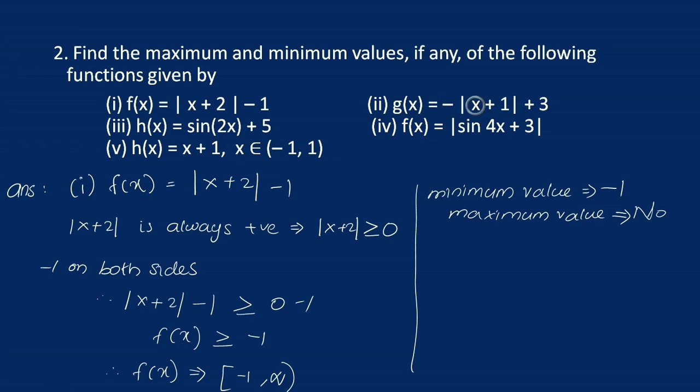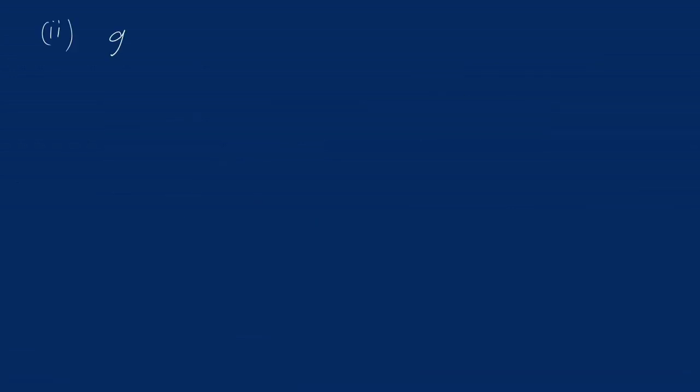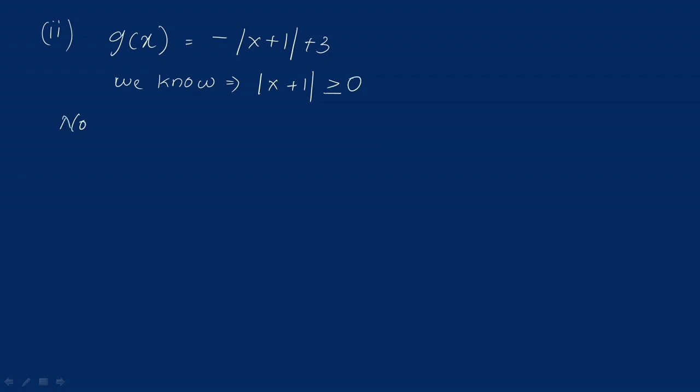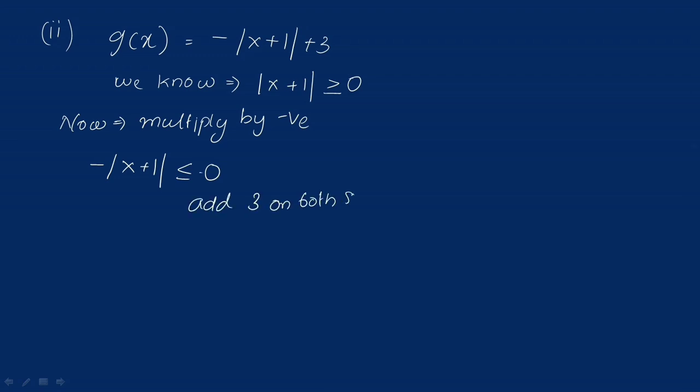Now second question, that is g of x is equal to minus of mod of x plus 1, plus 3. So here also we have mod of x plus 1, that is always a positive quantity, that means greater than or equal to 0. Now we will be multiplying with a negative sign on both sides. So we have negative of mod of x plus 1. It should always be less than or equal to 0. That means a negative quantity is less than or equal to 0.